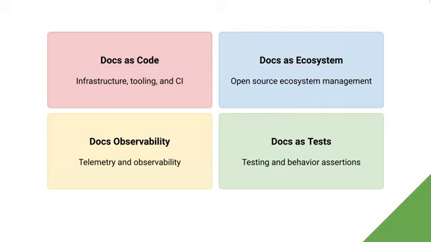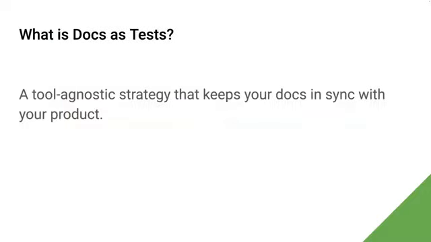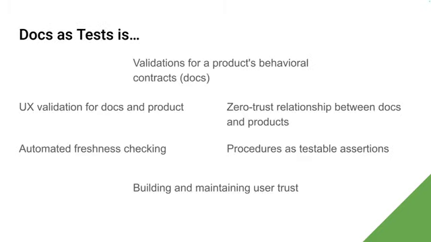And we've got docs as tests, and it is parallel in that it applies engineering testing and behavior assertions to documentation. So in one line, docs as tests is a tool agnostic strategy that keeps your docs in sync with your product. It's a way to test your docs just like engineers test their code. It's a way to make sure that your docs are always accurate, that they're always complete, that they're always relevant to the product.